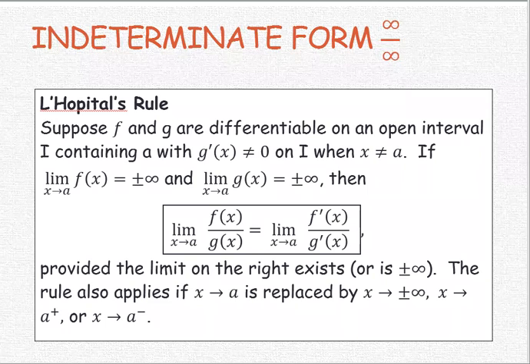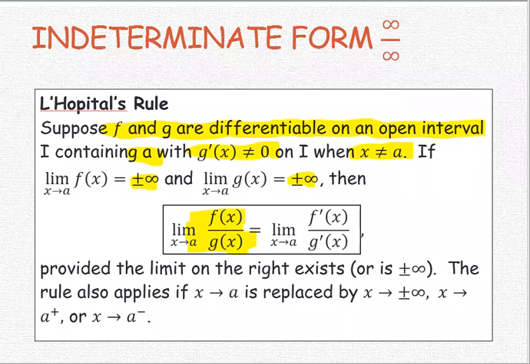Indeterminate form of infinity over infinity. Suppose f and g are differentiable on an open interval I containing a, with g prime not equal to 0 on the interval I when x is not equal to a. If the limit of f(x) and the limit of g(x) equal either positive or negative infinity as x approaches a, or we can say the limit of the quotient f over g.